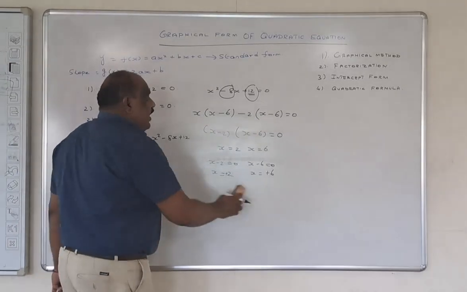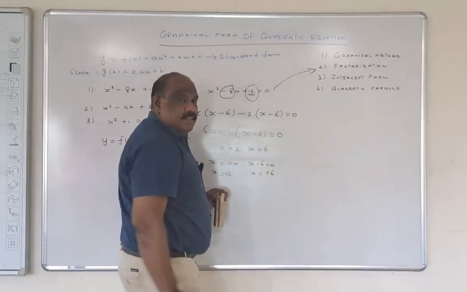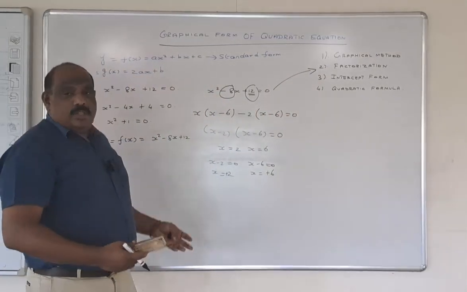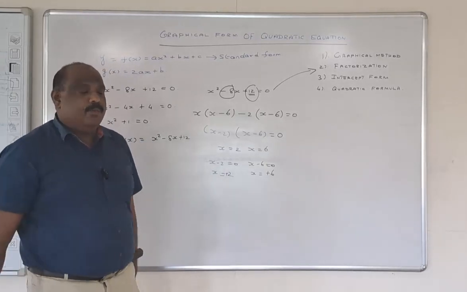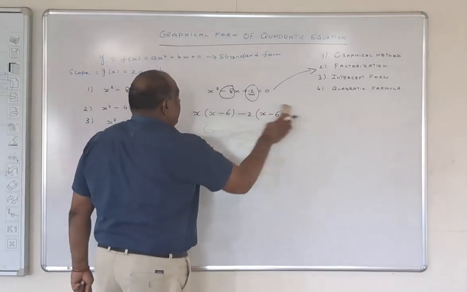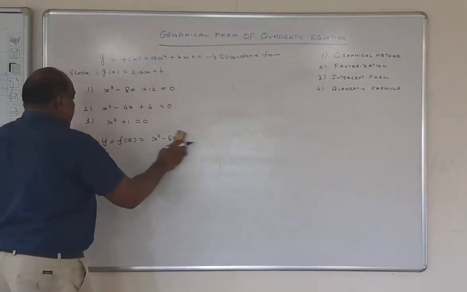Now, this is the method of factorization. This method that I explained, what do we call it? The method of factorization. Now we got the roots. But beyond the roots, I want to get some more information. For that only, we are going to go with the graphical method.